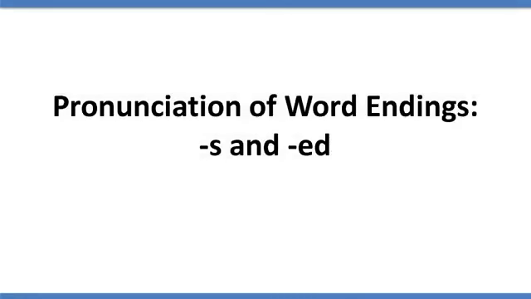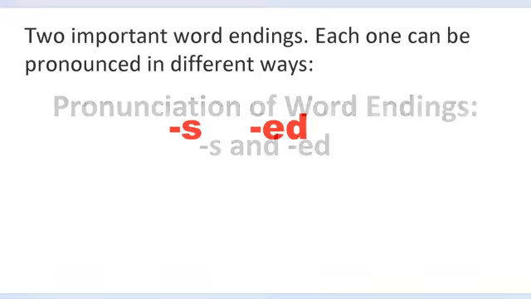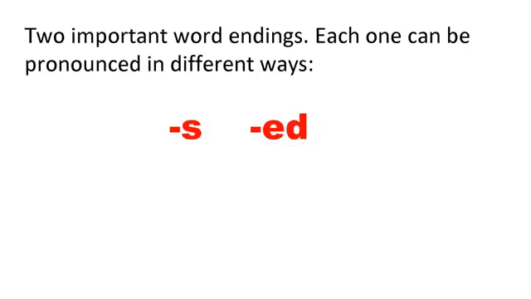Pronunciation of word endings S and ED. In this lesson, we'll learn about two important word endings in English. Each one can be pronounced in different ways. The endings are S and ED. There are also rules about spelling changes when we write these words, and those are also important, but we won't talk about them now, only pronunciation.